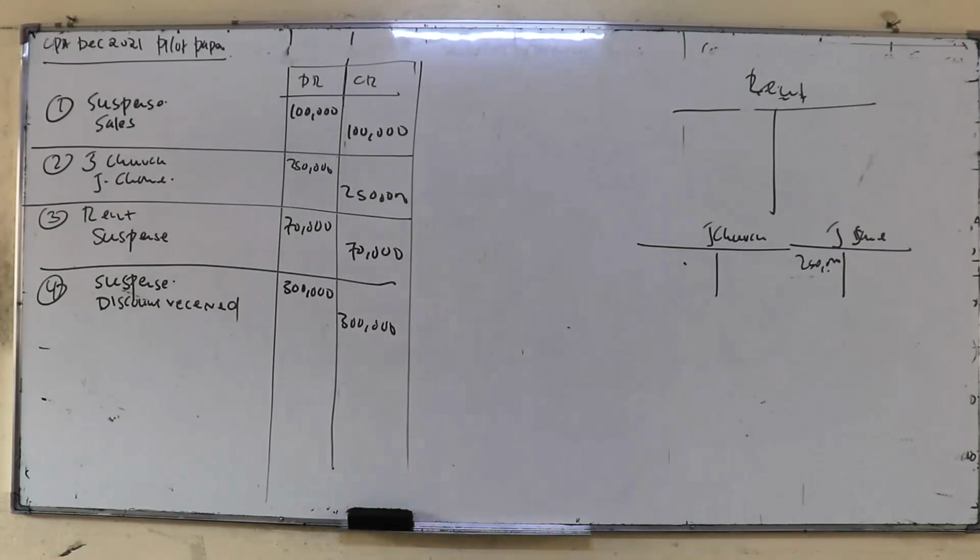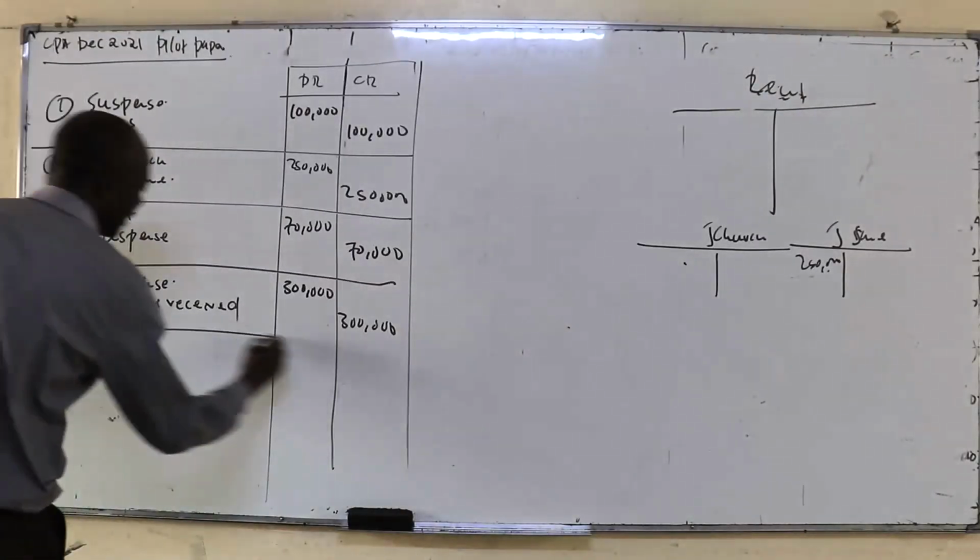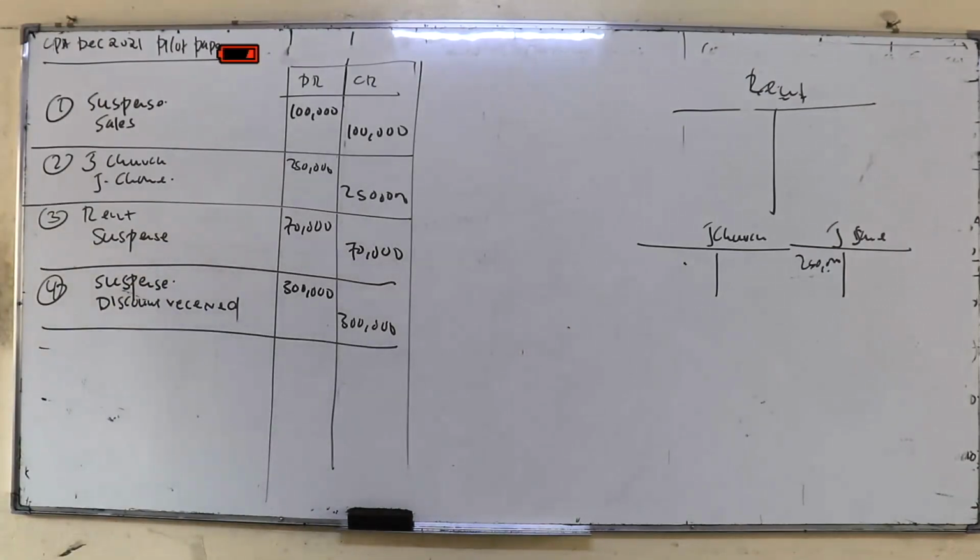Now who can make such a kind of correction, right? So where do we do it? So we debit sales, isn't it? We debit sales how much?